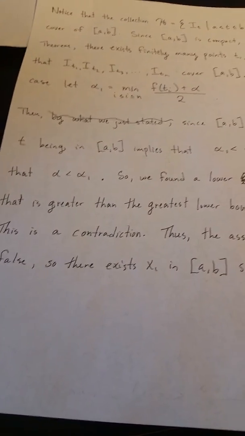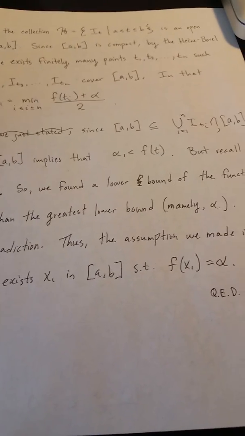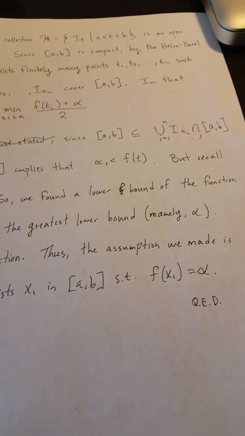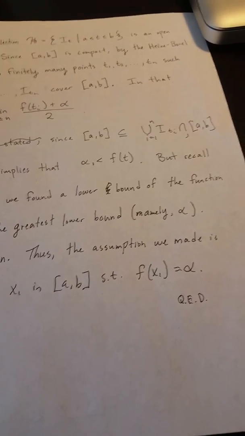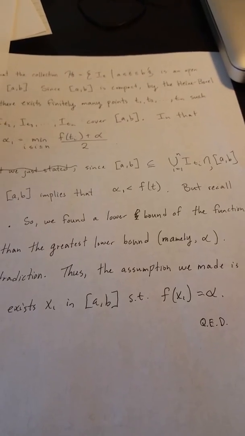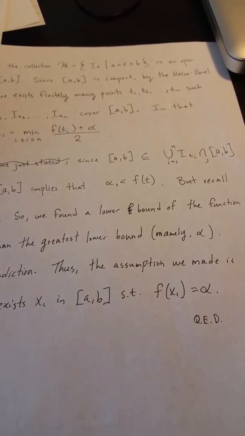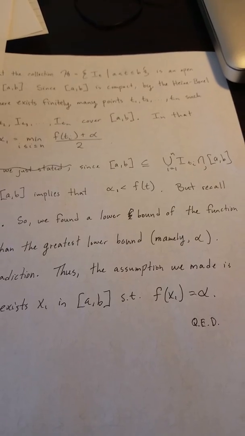Thus the assumption we made at the beginning of this proof is false, so there has to exist an x1 in [a, b] such that f(x1) is equal to the infimum. That's the end of this part of the proof. For this proof to be complete, we would also have to prove the supremum case, but the argument is similar, and I might do that in a different video.